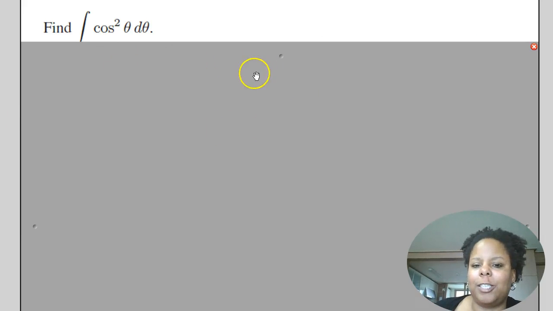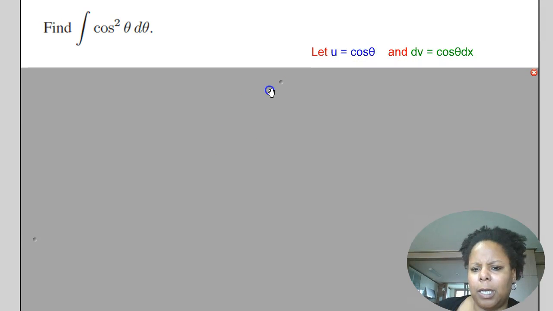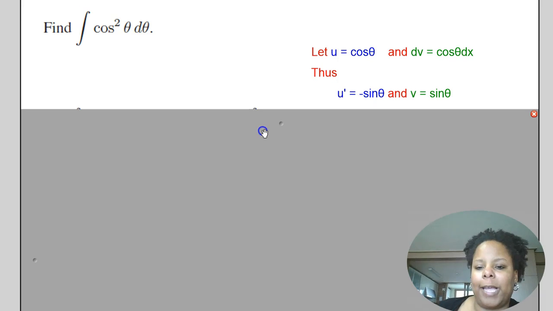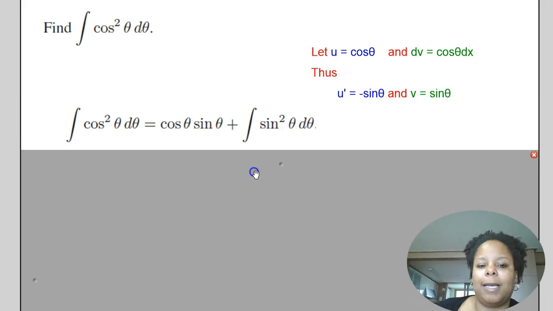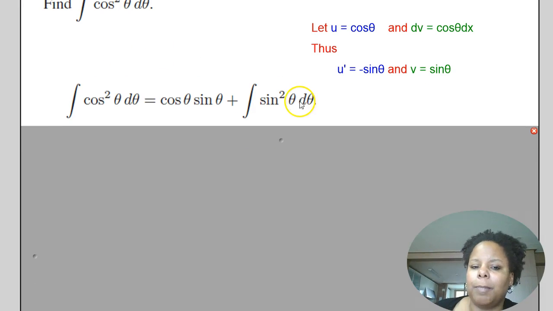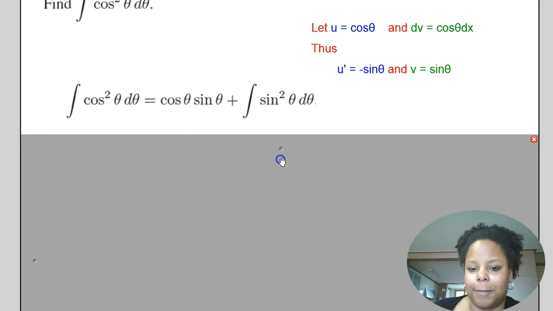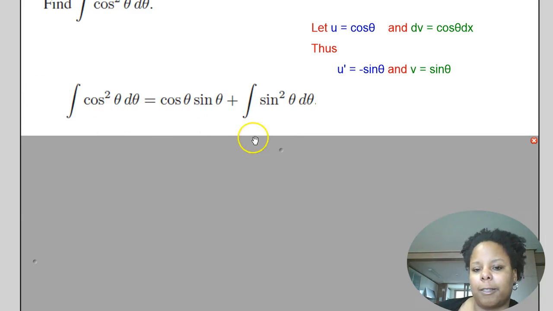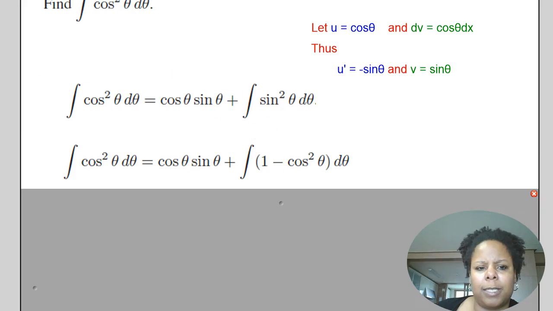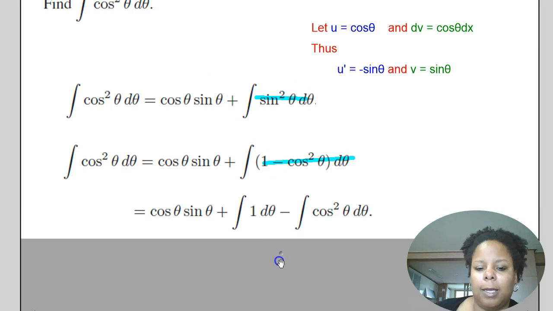Very quickly, this situation, cosine squared theta d theta. Let u equal cosine theta and dv equal cosine theta d theta, and then therefore we have this as our u prime and v. We plug it in, we get something that looks like this, and some of you are saying, well, this is the same thing, if not the same level, cosine squared sine squared. But let's just think about that. Here's a trick. We're already dealing with cosine squared theta. Using the trigonometric Pythagorean identity, we can represent sine squared theta as 1 minus cosine squared theta, okay? And then separate the integrals.